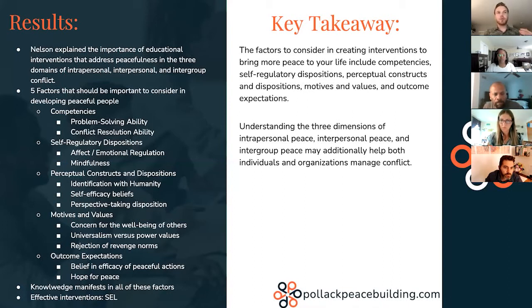Under motives and values, you have the concern for well-being of others, which is pretty self-explanatory. Universalism versus power values. There's a specific study and metric that is used to define different contributing factors that constitute universalism versus power values. They find that universalism, which I can read a couple of these here, is what the name implies: protecting the environment, unity with nature, a world of beauty, broad-minded, wisdom, equality, a world at peace and inner harmony. Whereas power values are things like social power, authority, wealth, preserving public image, and social recognition. So that's universalism versus power values.